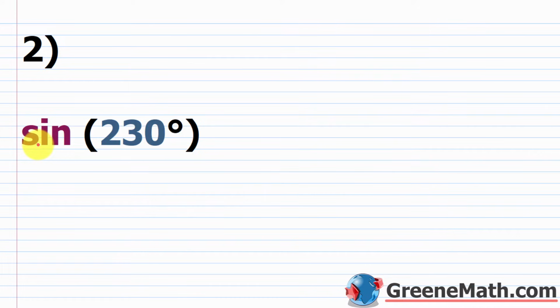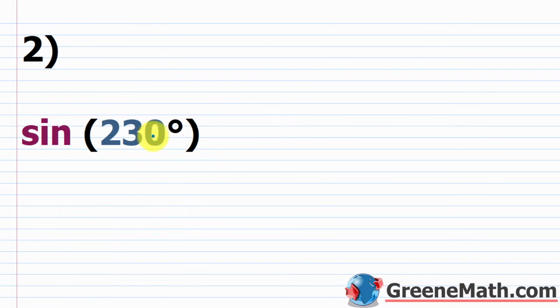Okay, let's look at problem 2. So now we have the sine of 230 degrees. So in this particular case, this problem is interesting because we have a negative value. And sometimes students will have trouble rounding when there's a negative. So let me show you what to do here. So first and foremost, you know that this is a negative answer because 230 degrees is in quadrant 3 and sine is negative in quadrants 3 and 4.